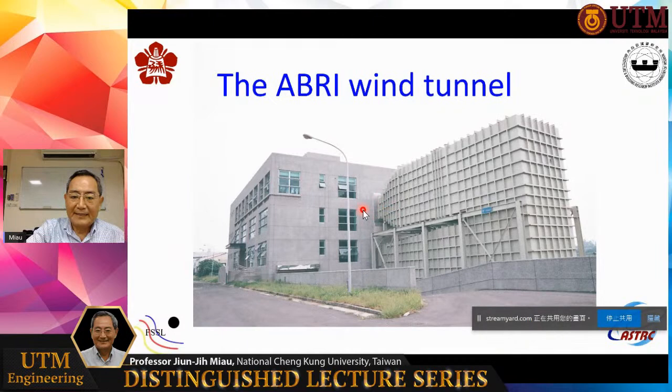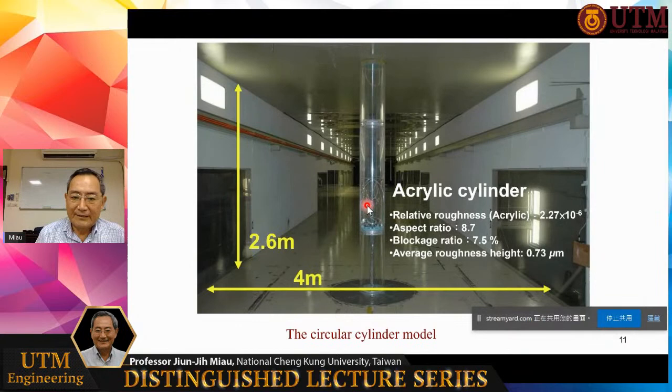And this shows the circular cylinder in the experiment we did, which is made of acrylic, placed in the test section. The test section is 4 meters wide and 2.6 meters high at the inlet, and downstream it diverges to 3 meters to compensate for the boundary layer growth all the way downstream. The test section length is 36 meters, so it's quite long. It's a tunnel designed for environmental testing, for building tests, with atmospheric boundary layer simulation and so on. You can see the parameters here. Basically, this is a smooth circular cylinder.